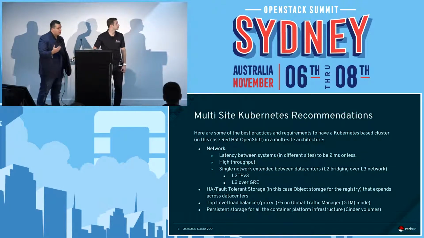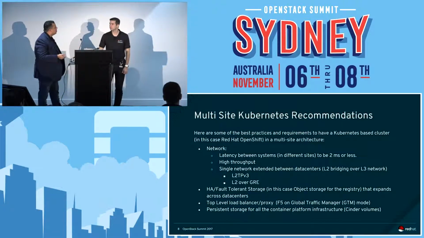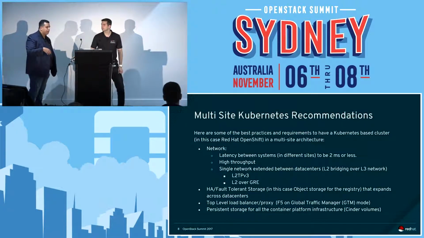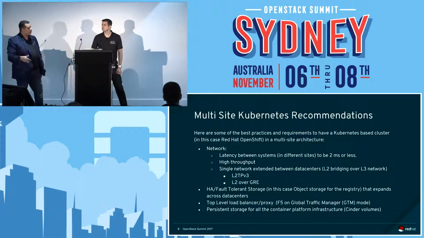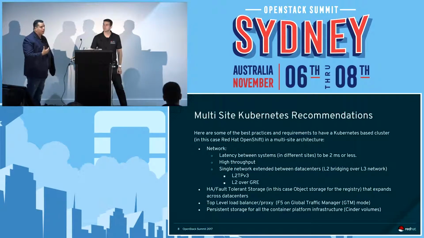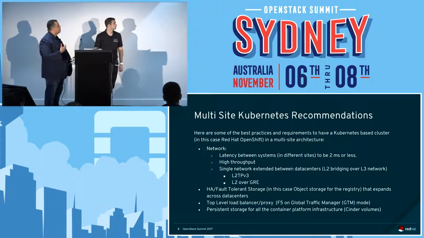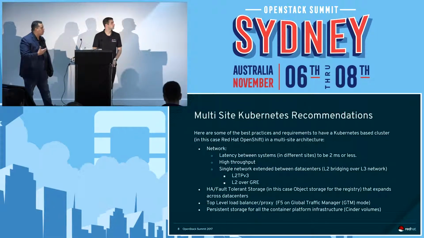For what we tested, you want to be under 2 milliseconds in this case in order to get a well-performing Kubernetes cluster on top of OpenStack. The other part is on your network, you need to have high throughput networks. The third network requirement is a single network extended between data centers.